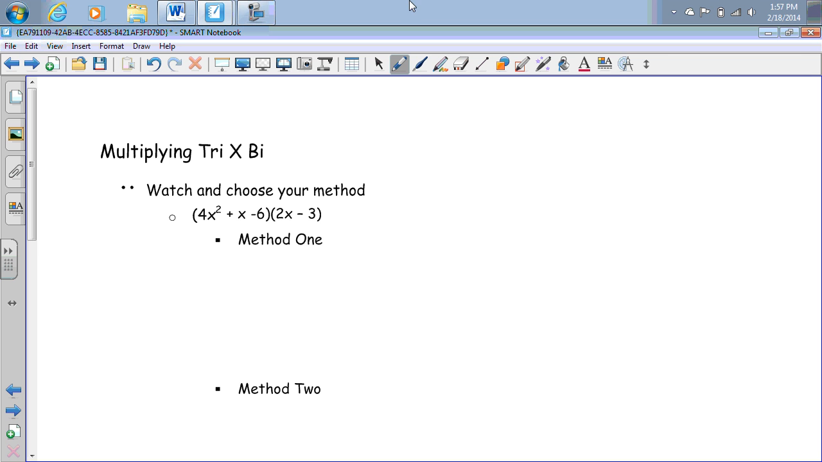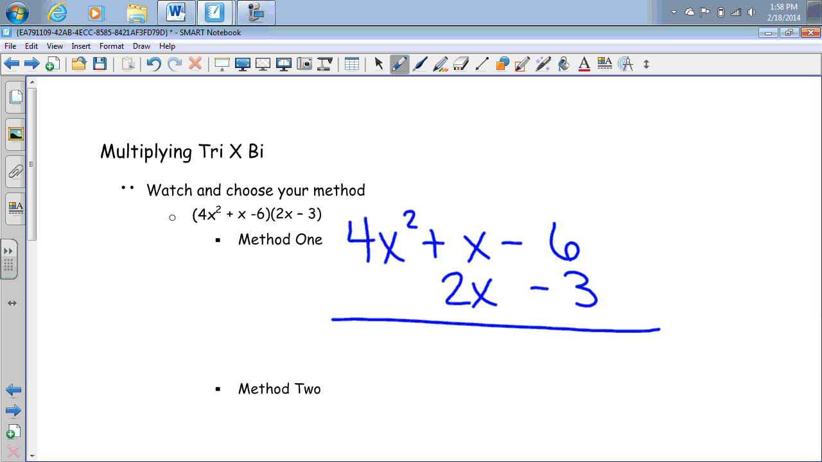And in the vertical method, you'll write out your polynomials. So I have 4x squared plus x minus 6. And you kind of line up your like terms. And my second one is 2x minus 3. And when you do the vertical method, you're going to take each of the two terms in your binomial. So my first term is a positive 2x, and my second term is a negative 3. And I multiply through each of those.